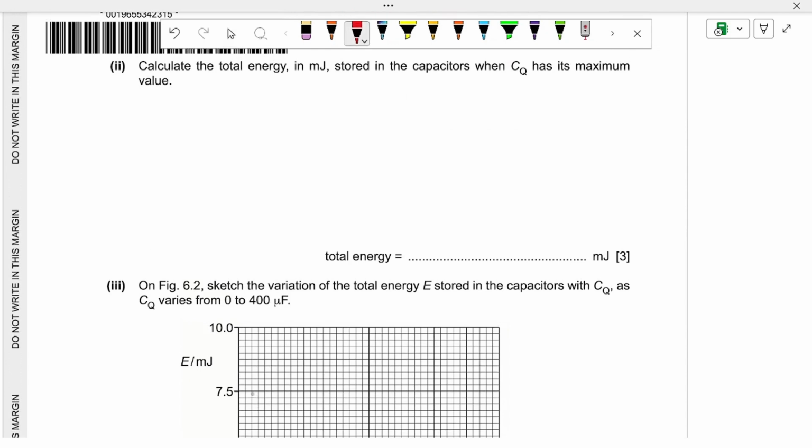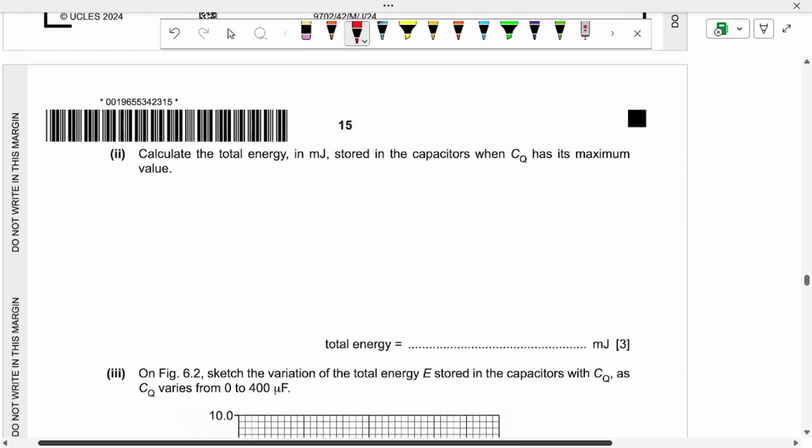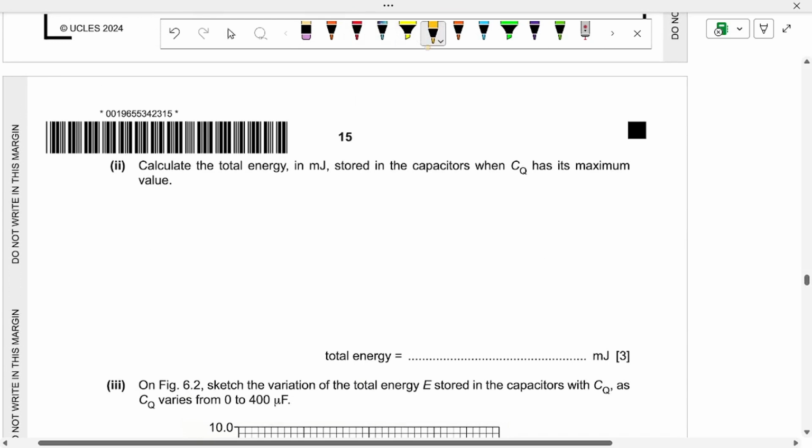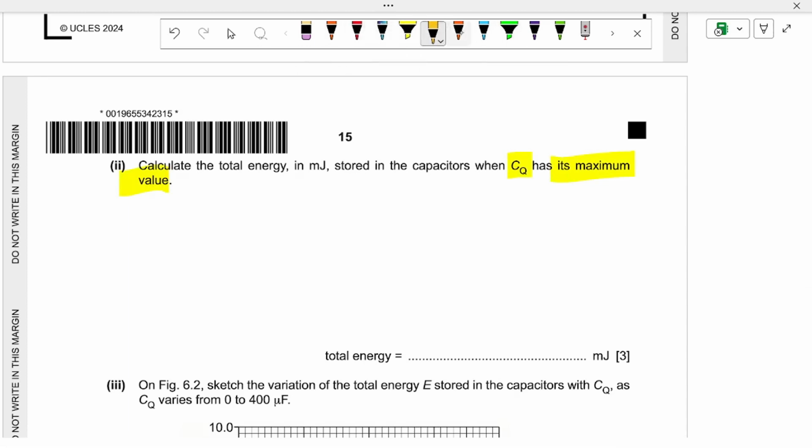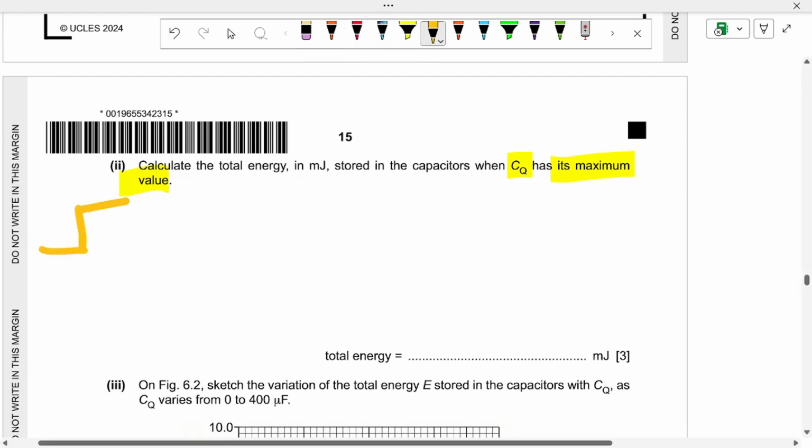Okay. And then if I look at the next question, I'm asked to calculate the total energy in millijoules that is stored when the capacitor has its maximum value. If I think about this, I want to find the total energy in millijoules stored when the capacitor is at its maximum value. I'm a little bit confused, so I just draw my little circuit over here, the same circuit that we drew earlier. Like this. So this is CQ.